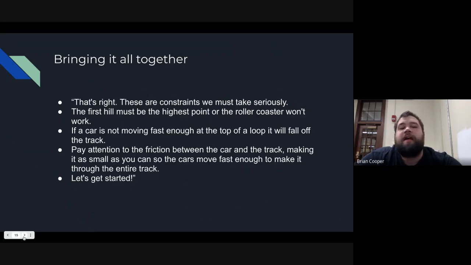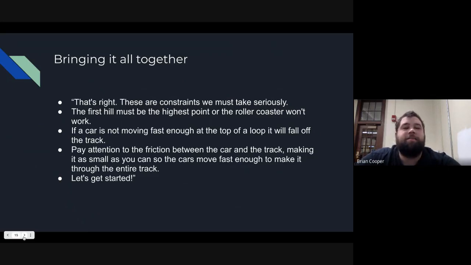So then you're going to say, that's right, these are constraints you must take seriously. The first hill must be the highest point or the roller coaster won't work. If a car is not moving fast enough at the top of the loop, it will fall off the track. Pay attention to the friction between the car and the track, making it as small as you can so the cars move fast enough to make it through the entire track.